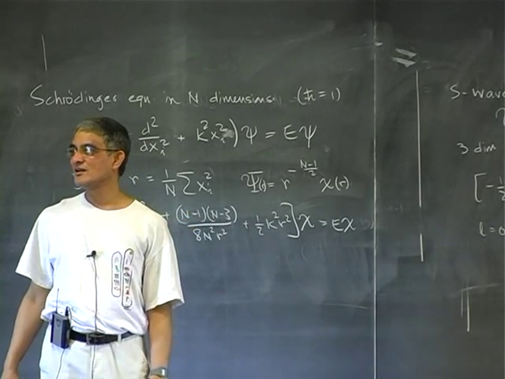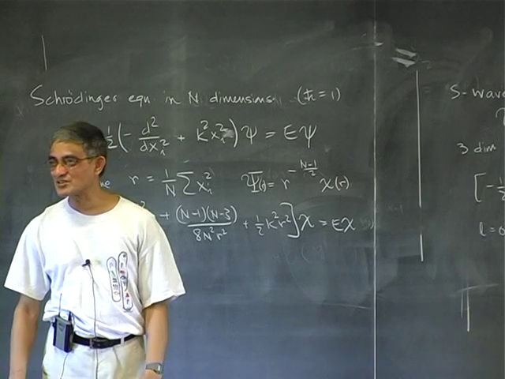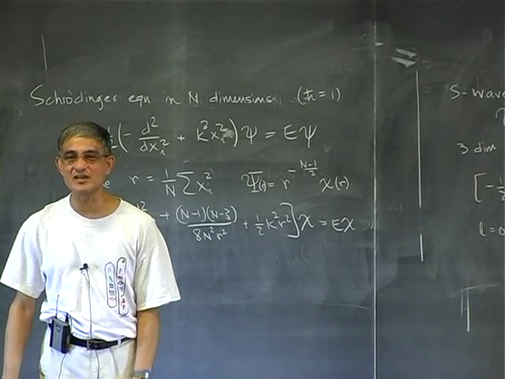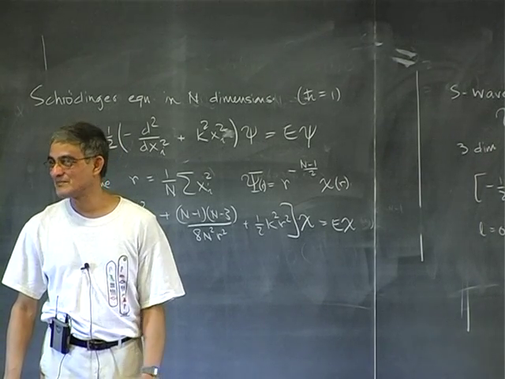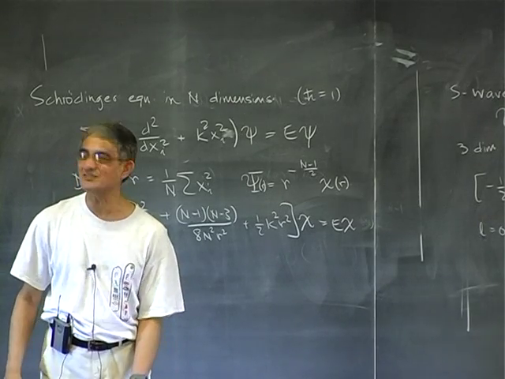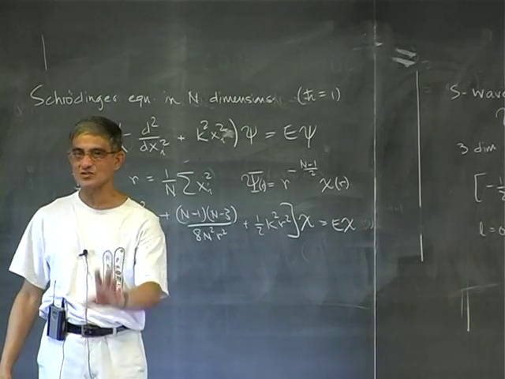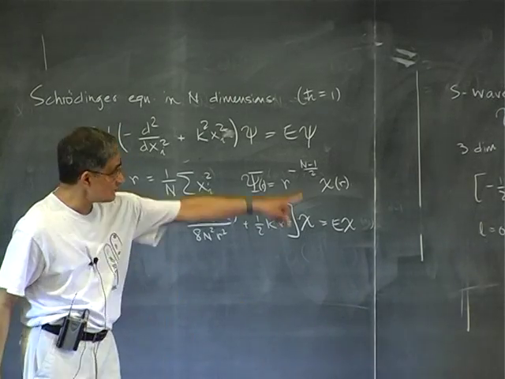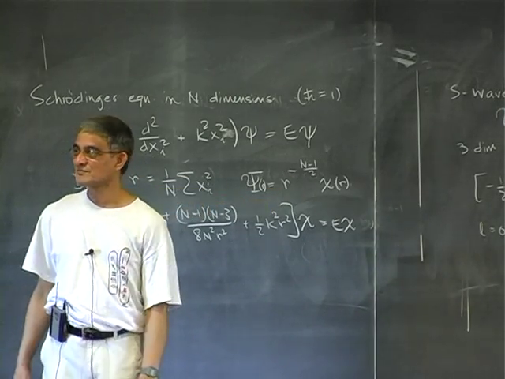So luckily, we usually deal with dimensionality equal to 3. That's why in the S wave there is no centrifugal barrier. This barrier is still there for other arbitrary dimensions, and it's not caused by angular momentum. It's just caused by that change of variables. Okay?